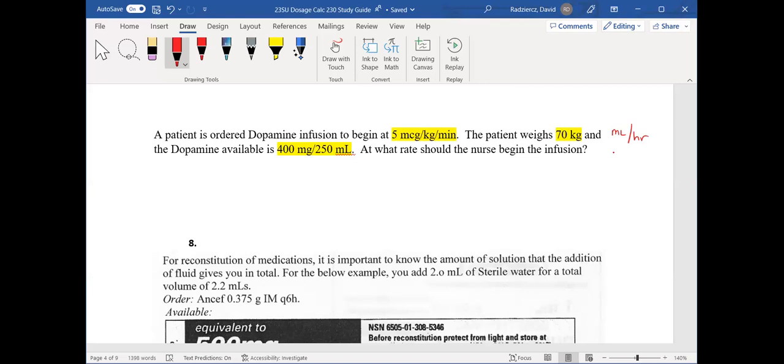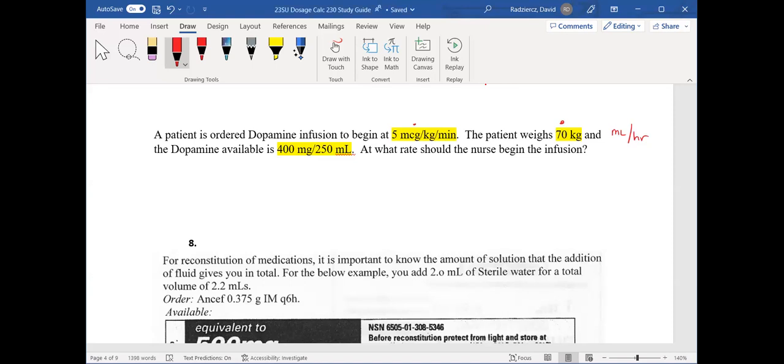Again, if I thought this was drops per minute, I would see something about tubing in this question. There's nothing about tubing in this question. So I'm going to be very consistent with what I've been doing: I'm going to account first for the patient's weight, the 70 kilograms, and multiply that 70 by the 5 micrograms per kilogram per minute. The reason I'm doing that is because I'm trying to get rid of kilograms first and foremost.